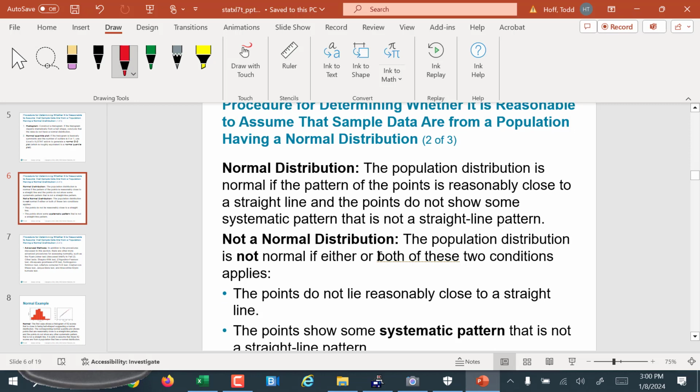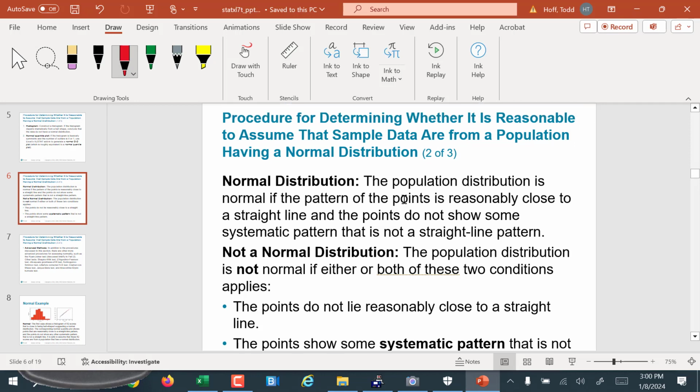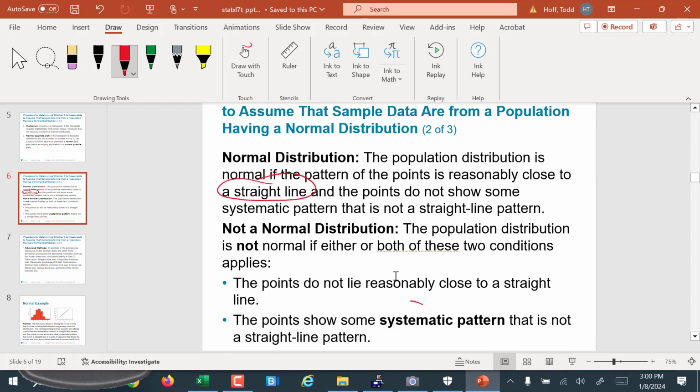So if it is a normal distribution, the data points will form that kind of bell curve. It'll be symmetrical on the histogram. On the normal quantile plot, they should form a straight line. If they don't form a straight line, then you have to look at what they are. If they're randomly spaced around the line, it might still be approximately normally distributed. If it forms a pattern, though, then it's not normally distributed. If it's a systematic pattern around that line, then it would definitely not be normally distributed.